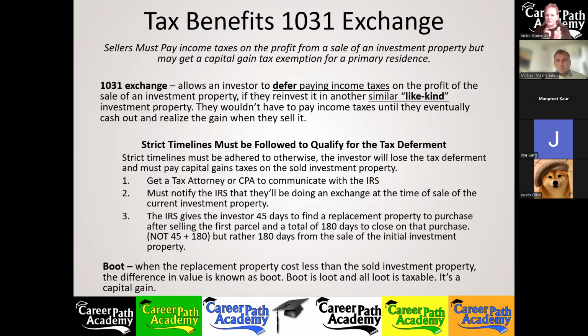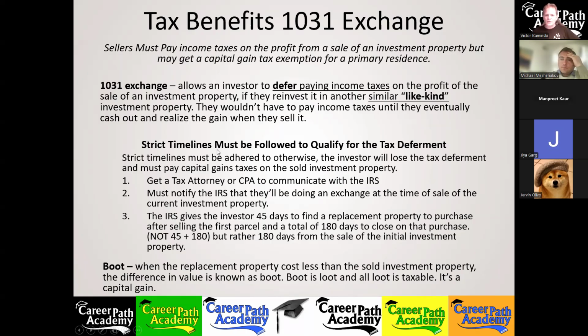This is a lot easier. It allows you to sell your investment property and then reinvest those funds into another investment property somewhere else. That's what a like kind exchange is. So you would have to pay income tax on the profit of that sale if you were just to take that money and put it in your pocket.